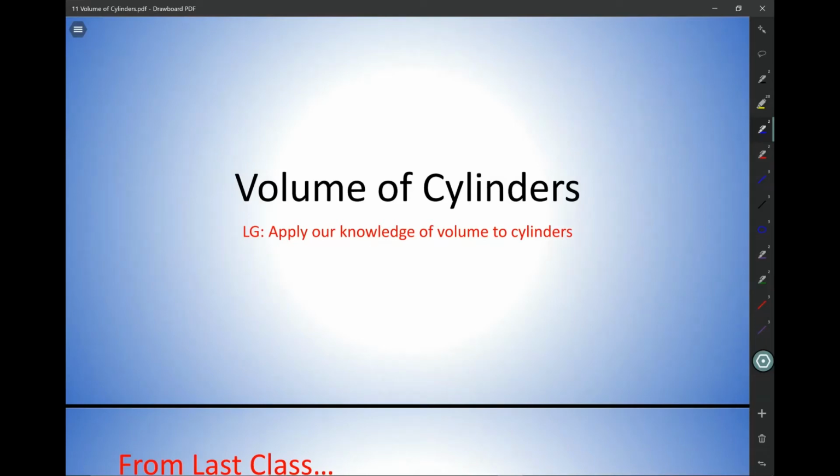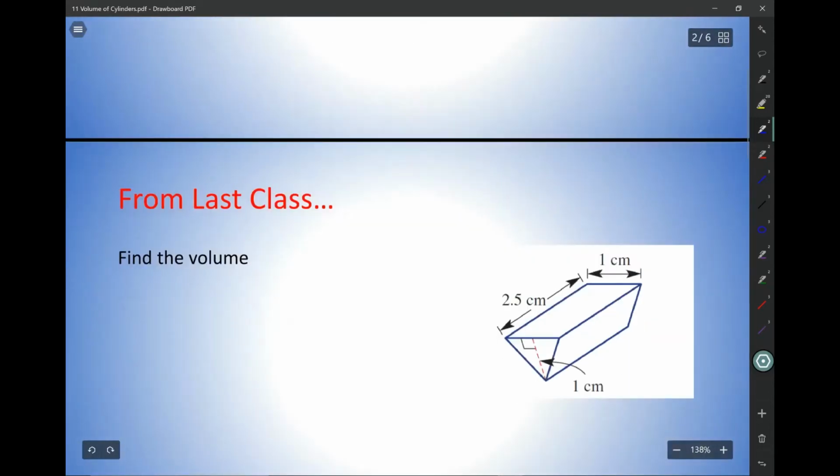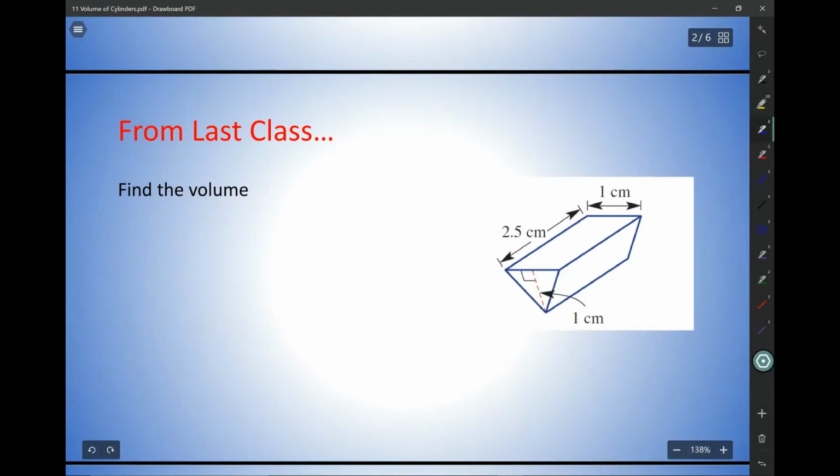Hey guys, Mr. Stevens here with another lesson on volume, but this time we're going to be looking at cylinders. First off though, a revision question. If you could just pause the video now and have a go at this by yourself, I will show you the answer when you come back.